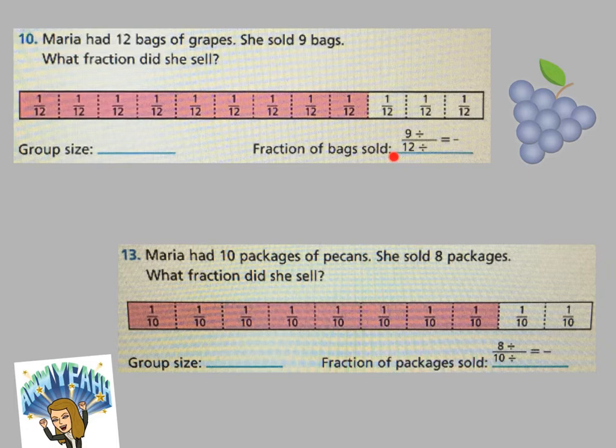So here's the fraction that shows she sold 9 out of 12 bags. We also have that represented here. We've shaded in 9/12 of the whole, which would be 12/12. Now we need to think about what's a number I can divide both 9 and 12 by that's the same number. So let's think about factors of 9. What goes into 9 besides 1? Well, 3 goes into 9. I could divide 9 by 3, but can I divide 12 by 3? I hope you said yes! So I have found the group size I want to use.